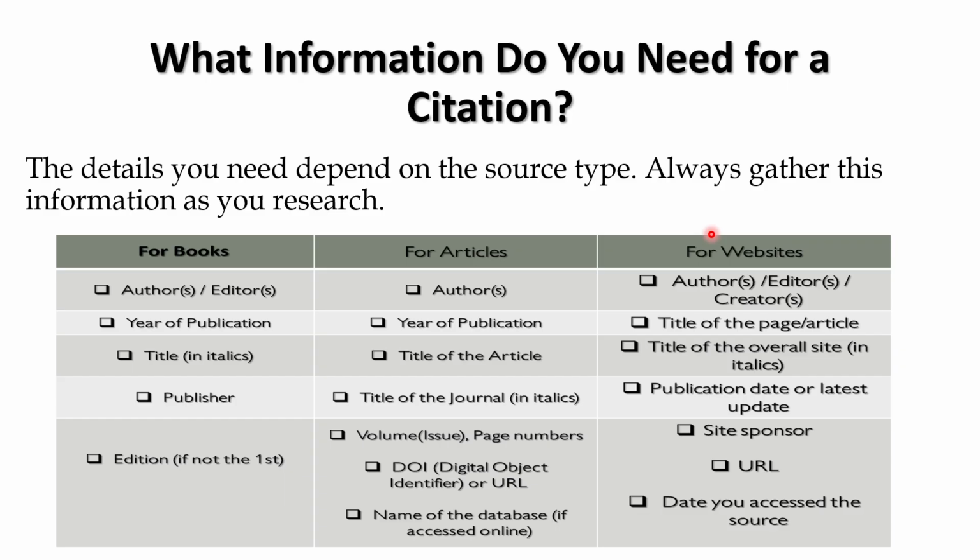Now let's talk about the practical side. What information do you actually need to create a proper citation? As you can see, the details you need depend on the source type. A book requires different information than a journal article, which requires different information than a website.